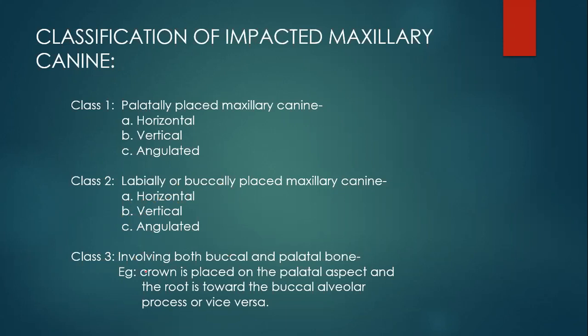Class 3 involves both the buccal and palatal bone. For example, the crown is placed on the palatal aspect and the root is towards the buccal alveolar aspect. I would love to draw a picture for this. This is your maxillary canine, like this. If this is your buccal bone here, this is the crown side and this is the palatal aspect. If this is your root, it will be tilted in this way, and your root will be on the buccal alveolar process, however your crown will be on the palatal aspect. So it will be impacted in this manner. So it is telling you class 3.